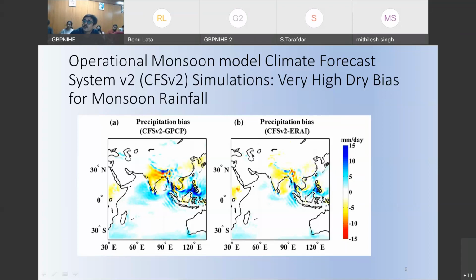Despite a lot of improvement, if you consider CFS-V2, this is the model minus GPCP, which is the observed data set. You can see there is a huge dry bias, specifically over the Gangetic Basin and the Himalayan region. We were trying to understand why there is such a huge dry bias over the Gangetic Basin. This is something which we are not very clear about.